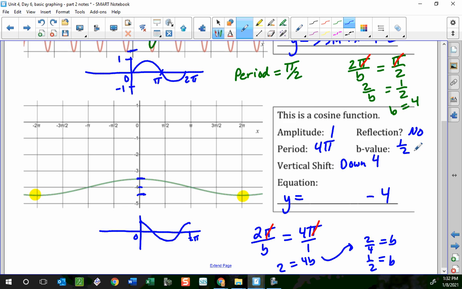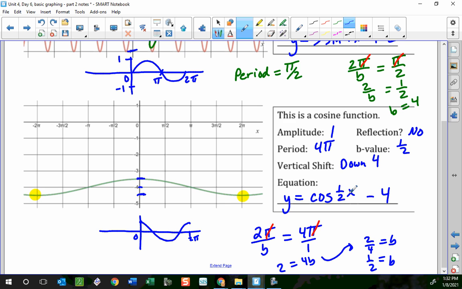Okay, so when I write my equation, I get y equals, and then it's a cosine, the amplitude isn't changing. My b value is 1/2, so I'll just put 1/2 x right there. Or you could put x over 2. Okay, and again, you could type that equation into Desmos and check it, but it's correct.